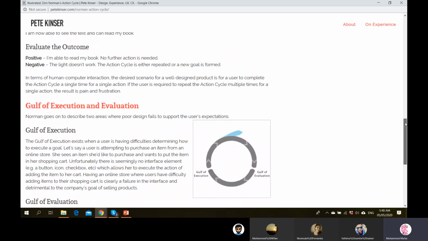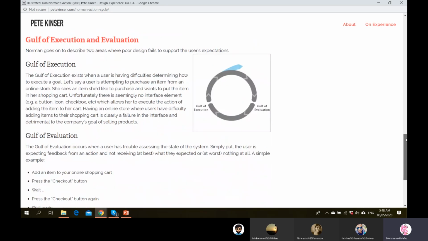Here's another explanation on gulf of execution and evaluation. That is also explained by Norman. He goes on to describe 2 areas where poor design fails to support the user's expectation.